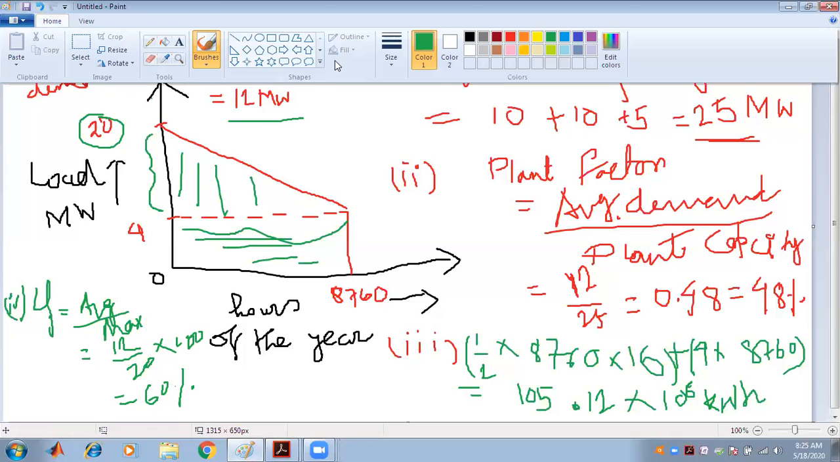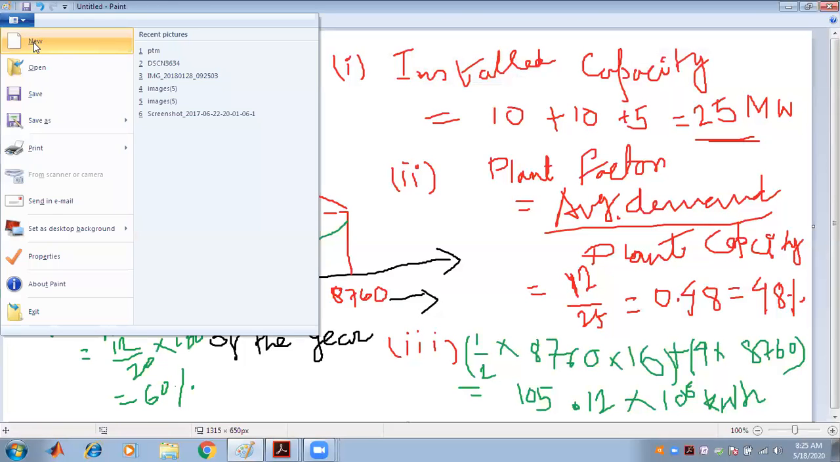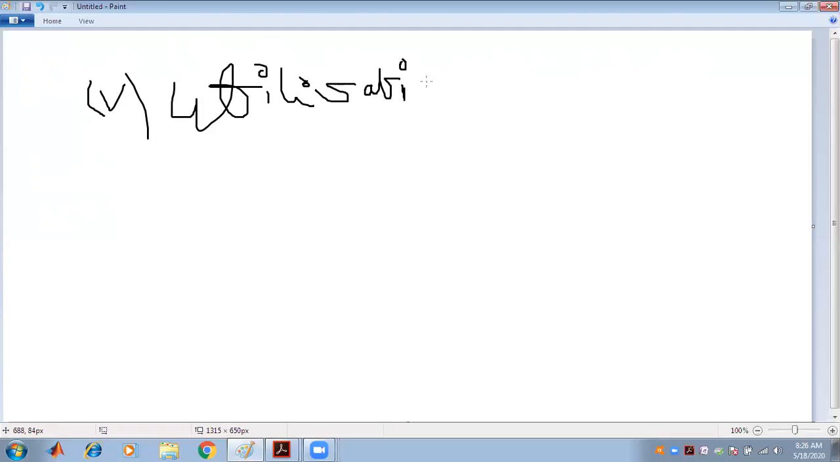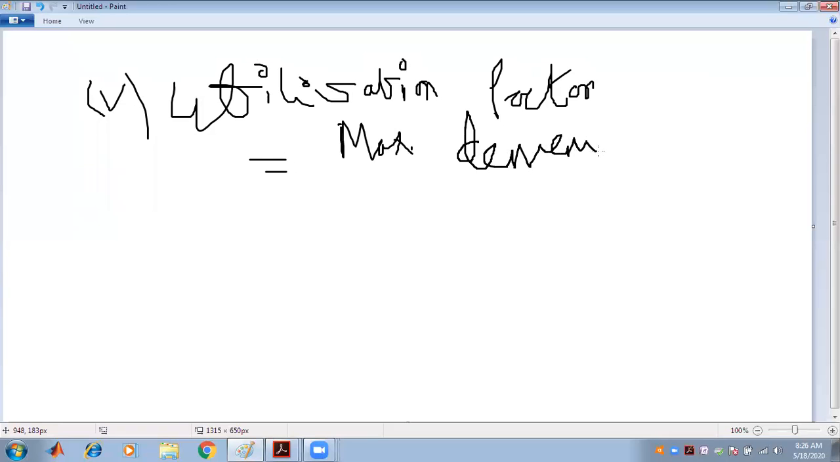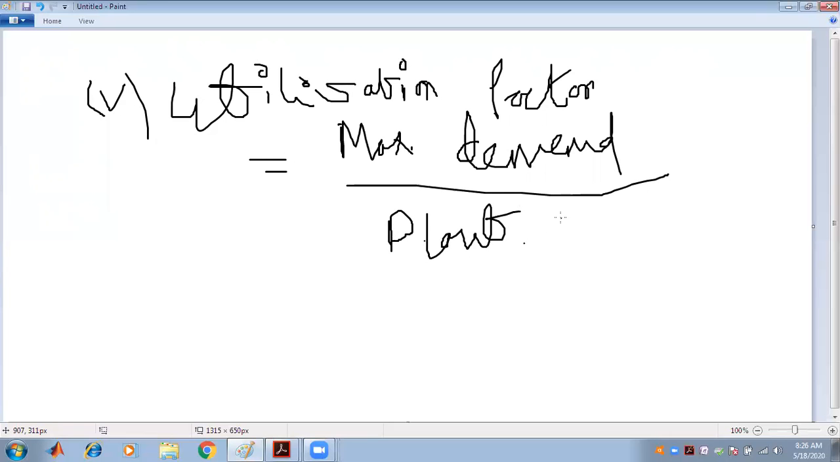The last one, the fifth problem, is the utilization factor. Utilization factor is the maximum demand by the plant capacity.